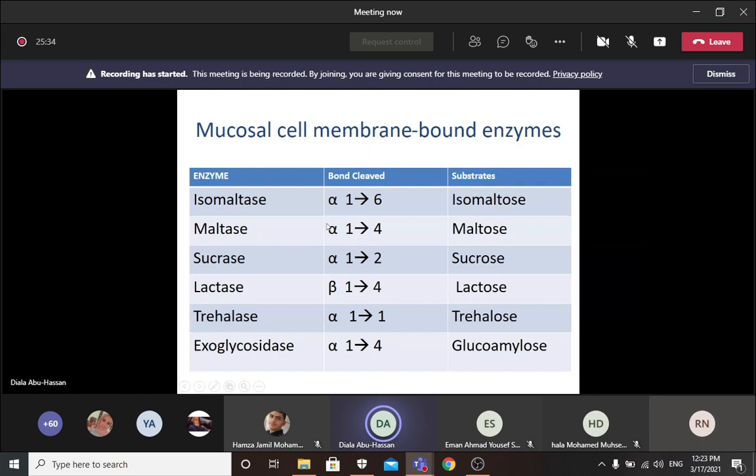So the isomaltase acts on alpha-1,6 linkage between glucose and glucose. Maltase acts on alpha-1,4 linkages between glucose and glucose, which is maltose actually. Saccharase acts on the anomeric or alpha-1,2 linkage in saccharose between glucose and fructose. The lactase acts on lactose, specifically on the beta-1,4 linkage between galactose and glucose. Trehalase acts on the alpha-1,1 linkage in trehalose sugar, and alpha-1,4 linkage of glucoamylose is going to be broken by exoglycosidase.